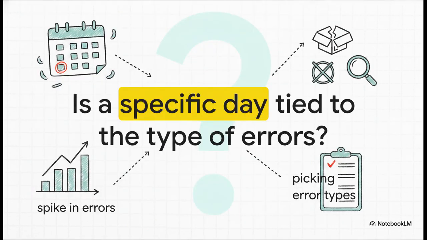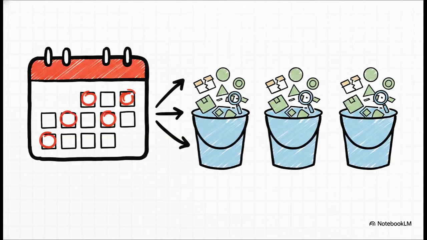Finally, let's look at scenario D. We're seeing a spike in errors on the floor, and we want to know, is a specific day of the week significantly tied to the type of picking errors we're seeing? And this brilliantly illustrates our final pillar. Just look at the variables. Our input is the day of the week, Monday, Tuesday, Wednesday. Those are discrete categories. Our output is the error type, wrong item, missing item, damaged item, also discrete categories.